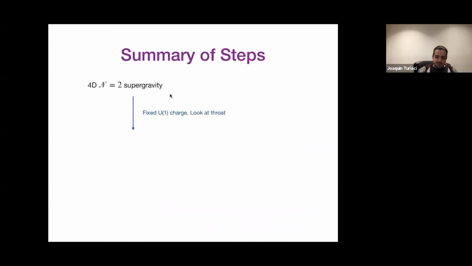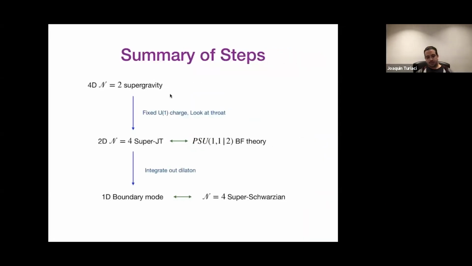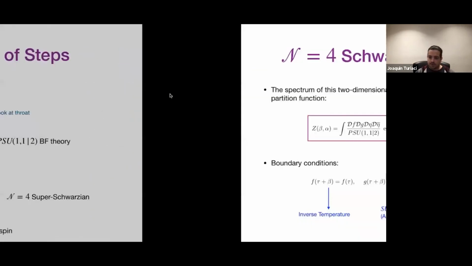So the summary of the steps is that we start with this 4D n equals 2 supergravity. We fix the U1 charge. Everything I'm doing now is at fixed U1 charge Q. We look at the throat. We reduce it to n equals 4 super JT, which we can show is the same as a PSU(1,1|2) BF theory. And then we integrate out the dilaton and reduce this BF theory to a 1D boundary mode, which is this n equals 4 super Schwarzian. And from here, we extract the spectrum as a function of energy and spin. And that's what we will do in the last couple of minutes.